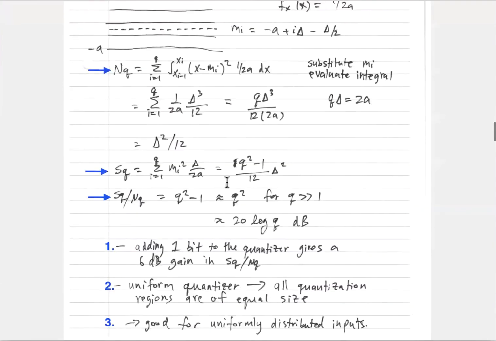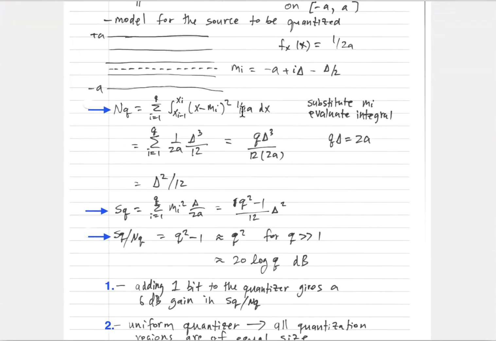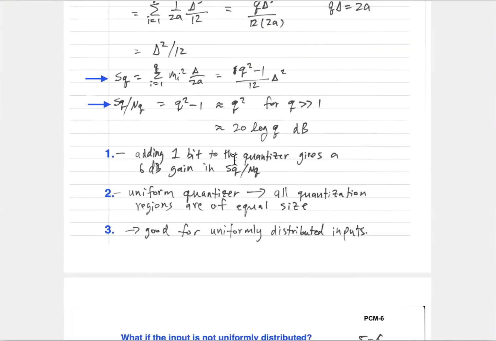SQ is easy to compute because it's just mi squared. So fx of X is 1 over 2A. The xq squared is just this squared, which will turn out to be mi squared delta. You work that out, and you will get that SQ is just this quantity here. And then you take the ratio. The ratio of this to this is q squared minus 1. If q is large enough, this is approximately q squared. And this is in ratio mode. If I want to convert to dB, it's 20 log Q. So this is my signal to noise ratio represented as a function of Q.